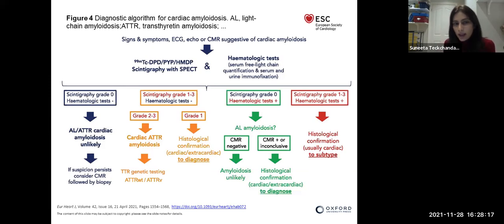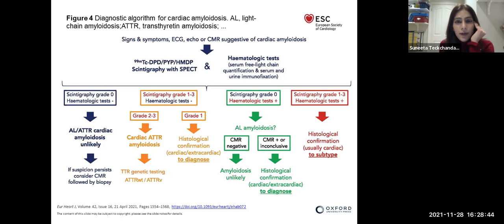And grade 1, unlikely this is amyloid, but you can go in for further biopsies, okay? Scintigraphy grade 0 with hematological test positive, you have possibly AL amyloidosis, and then you are doing further CMR tests, because you can still have light chains, which are not necessarily in the heart if the scintigraphy is 0, okay? But that's all hematological then, okay?